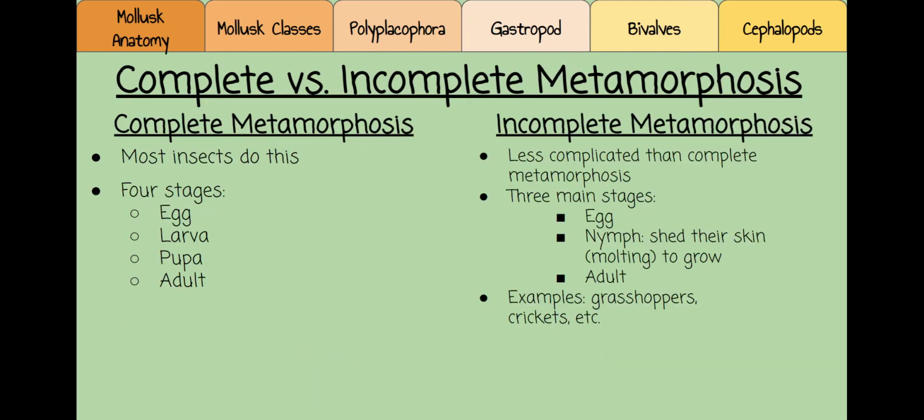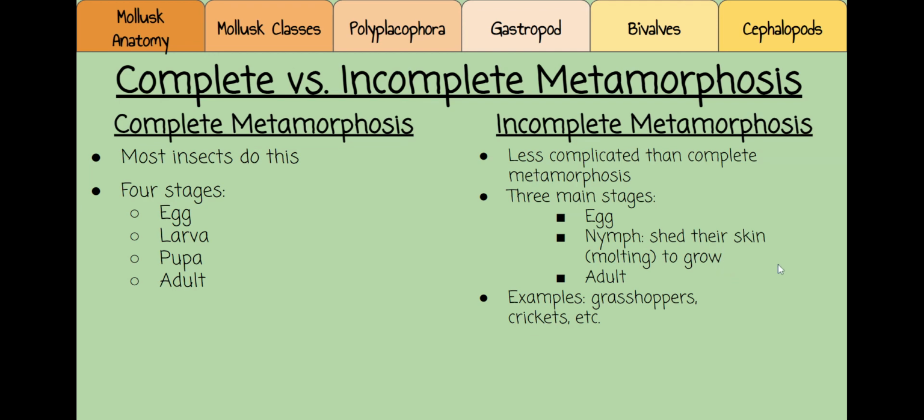That brings us to metamorphosis. You have complete and incomplete metamorphosis. Complete metamorphosis is what most insects go through. There are 4 stages: egg, larva, pupa, adult. In incomplete metamorphosis, it's a little bit less complicated than complete metamorphosis. There are 3 main stages: egg, nymph, and nymph is usually when they shed their skin, molting, to grow, and then it's an adult stage. Examples of that would be grasshoppers and crickets.